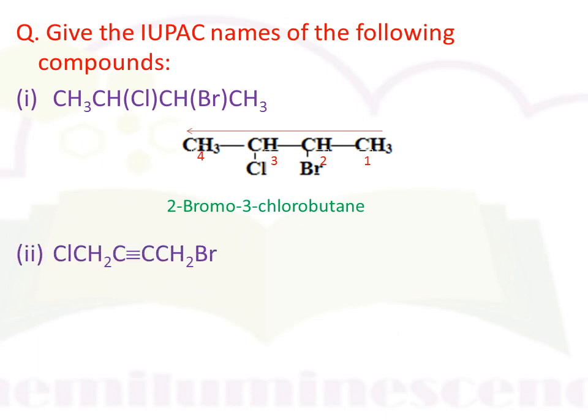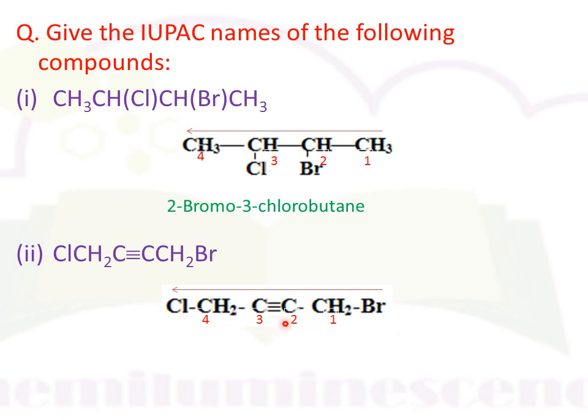Next example is this one. If you want to write an open structure of this compound, then this one is the open structure. Otherwise you can give a name as it is. The first step is the longest chain, and this is the only chain present here. Now the second step is to assign numbers. Again there are two halogens, chlorine and bromine. We know that the numbering will be given alphabetically. That's why the numbering will begin from this end: 1, 2, 3 and 4. At the first carbon, bromine is present. At the fourth carbon, chlorine is present.